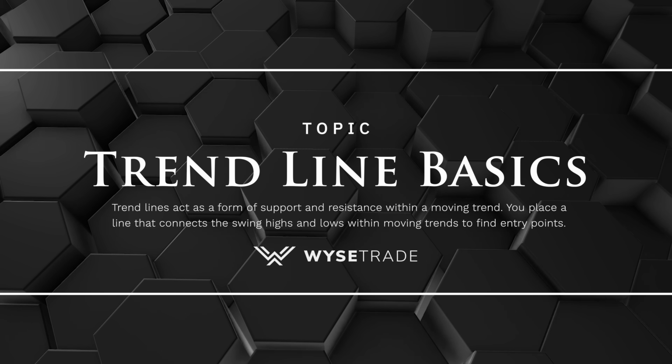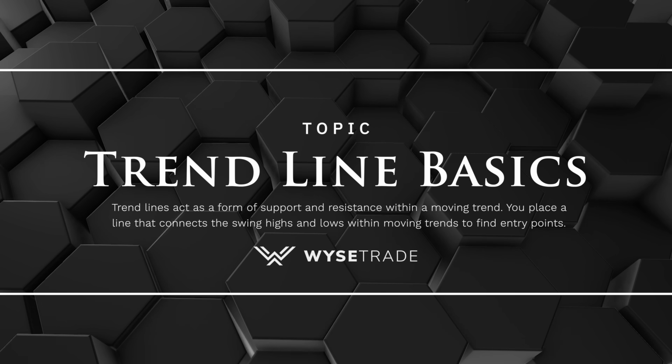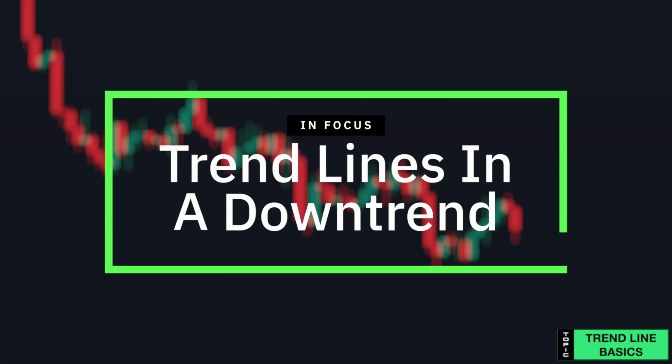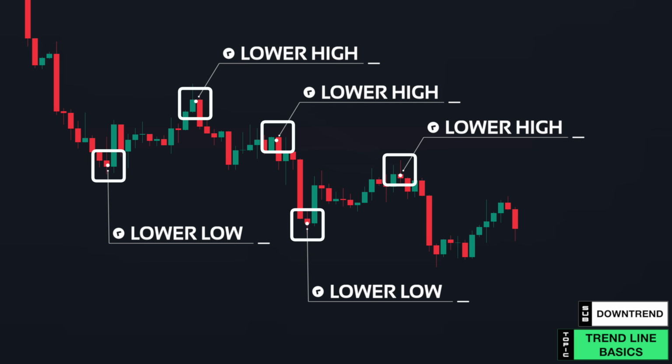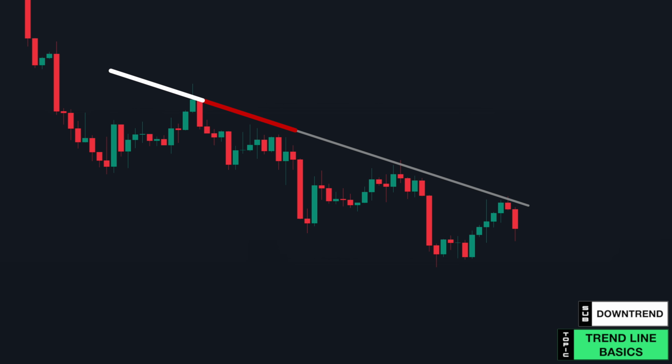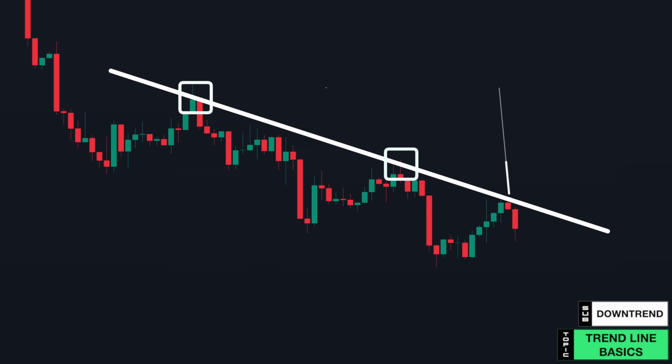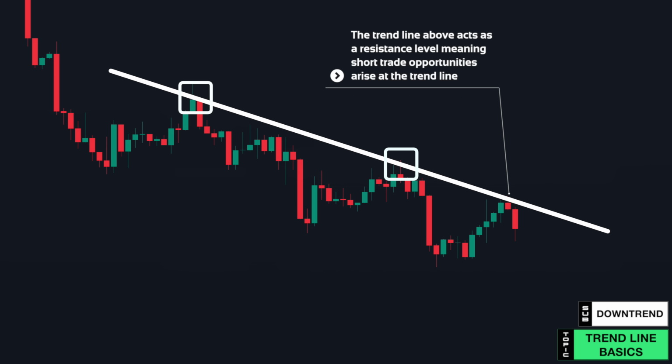Let's first go through the trendline basics to get everyone up to speed. Starting with trend lines in a downtrend. In a downtrend, price makes lower lows and lower highs. This allows you to place a trend line along the top, connecting the swing high points. It acts as a resistance level, meaning short trade opportunities arise at the trend line.